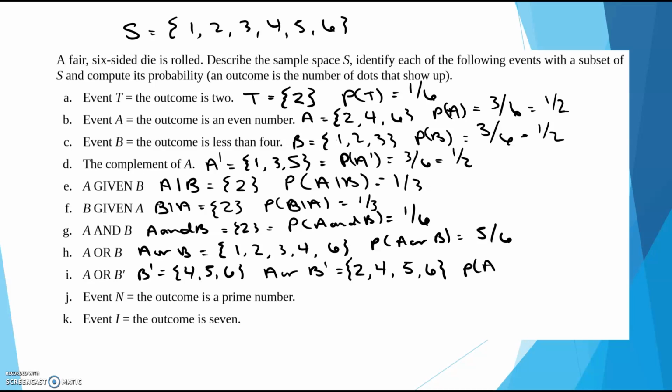So the probability of A or B prime, well, I got 4 numbers here out of 6. Take a 2 out, so that'd be 2/3.